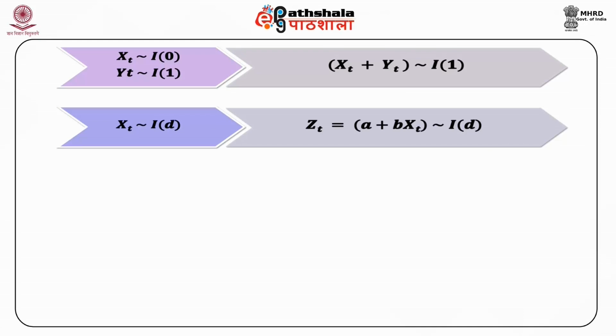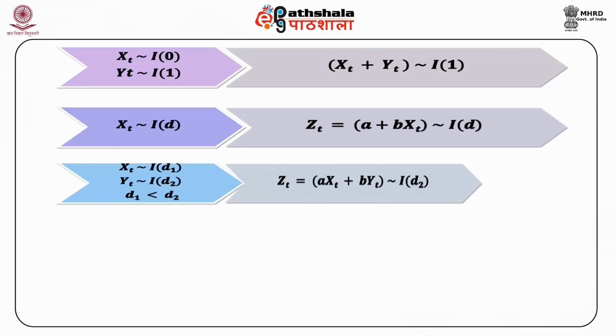The third property is, if xt is integrated of order d1 and yt is integrated of order d2, where d1 is less than d2, then zt, which is equal to a xt plus b yt, will be approximately equal to I(d2). This implies that the series containing a combination of two time series will be integrated of the higher order amongst the two.